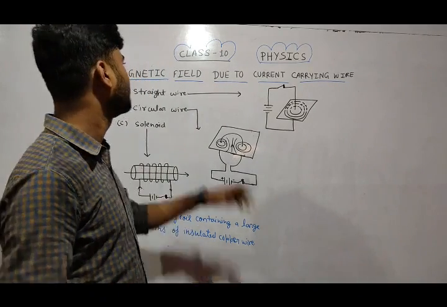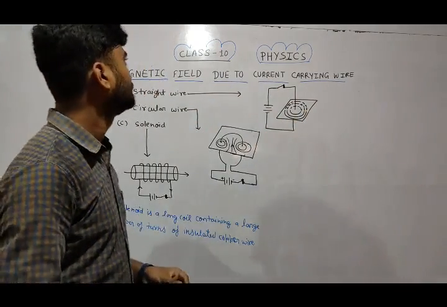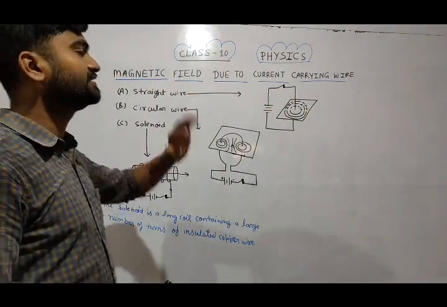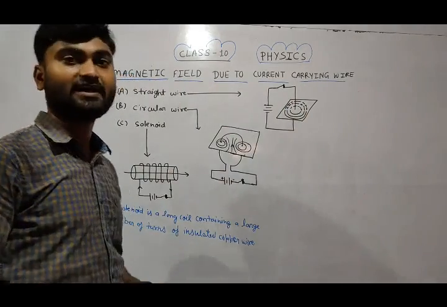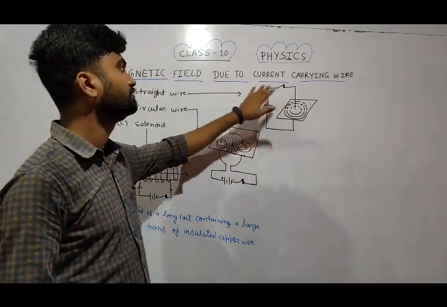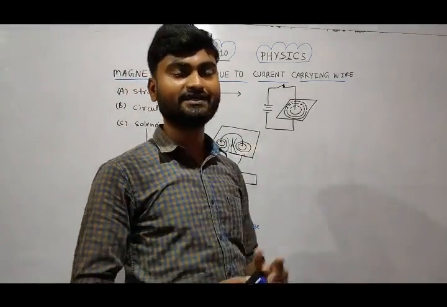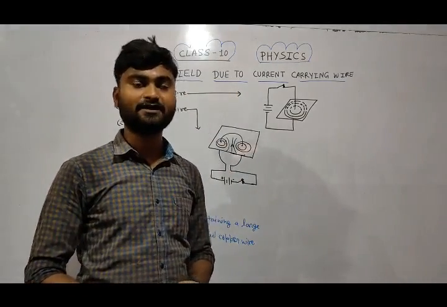Today's topic is magnetic field due to current carrying wire. So this is class 10 physics chapter, magnetic effect of current. So our topic is magnetic field due to current carrying wire. In our previous video we had done with Oersted experiment.